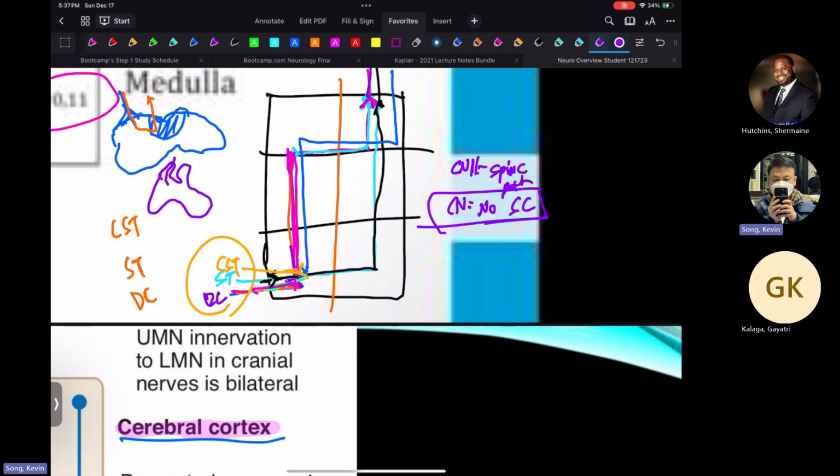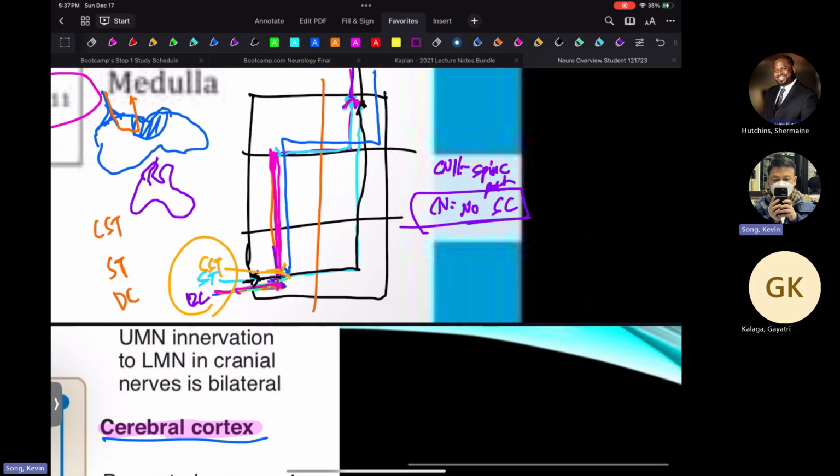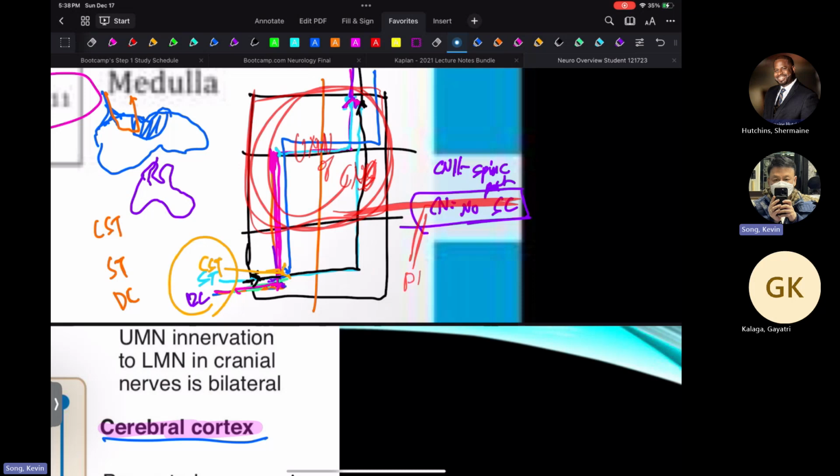So basically, all of this is CNS. And then the cranial nerve is right here. Inside of this, the upper motor neuron part of the cranial nerve is CNS, and then after that, coming out, that's PNS. It's the lower motor neuron. It's PNS. Do you understand this? This is very, very important.